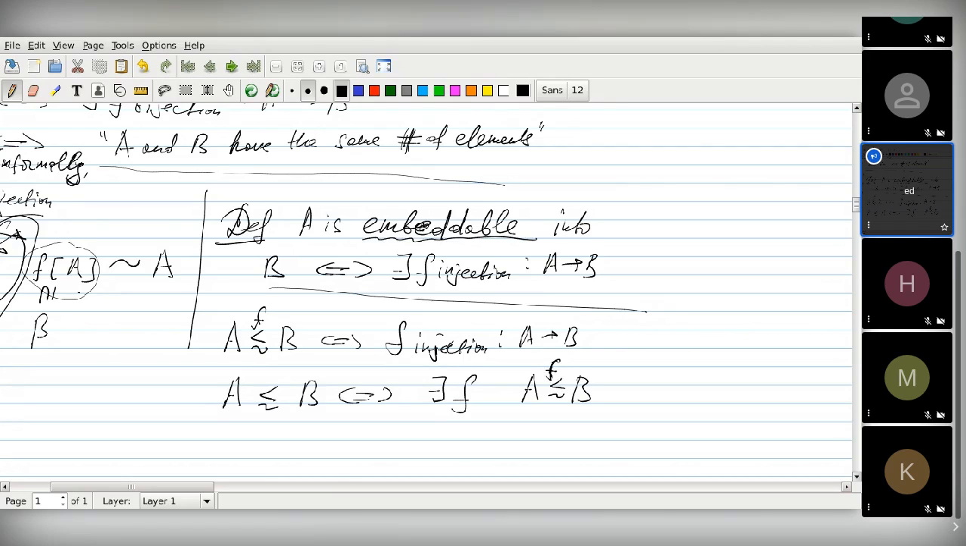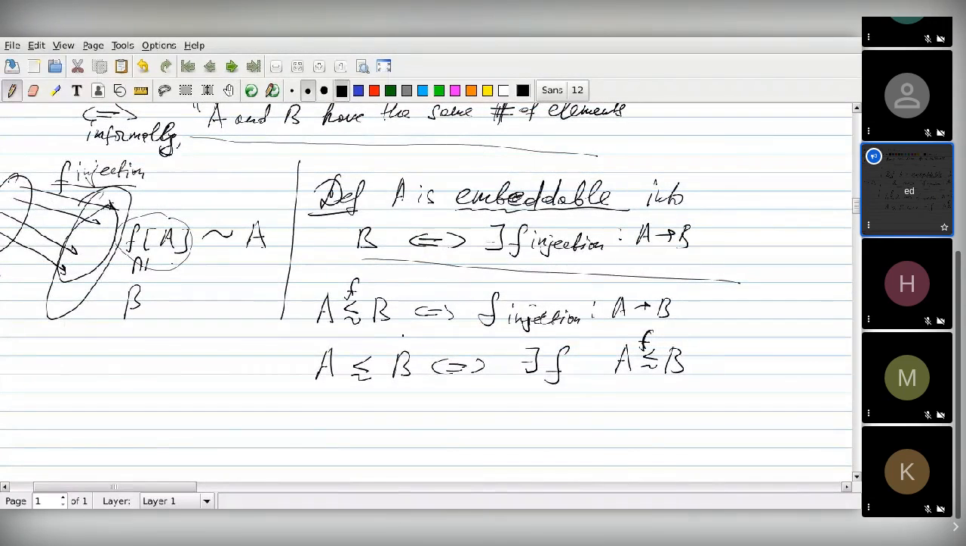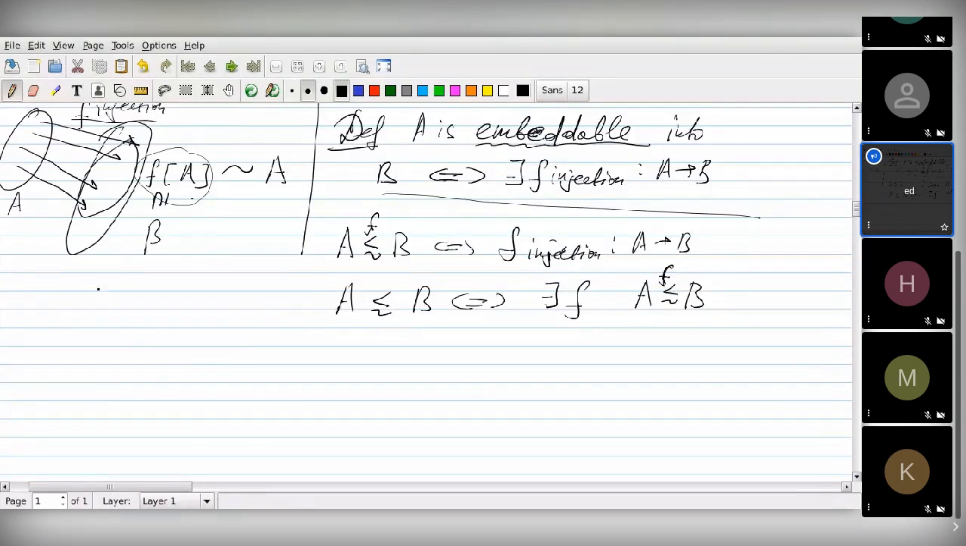Is it clear? Yes. So A is embeddable into B if there is an injection. Okay. Now let's see some elementary properties of this relation.